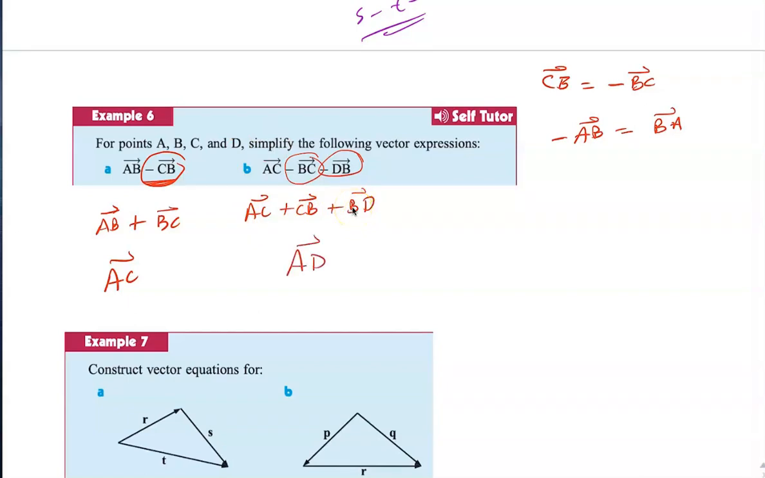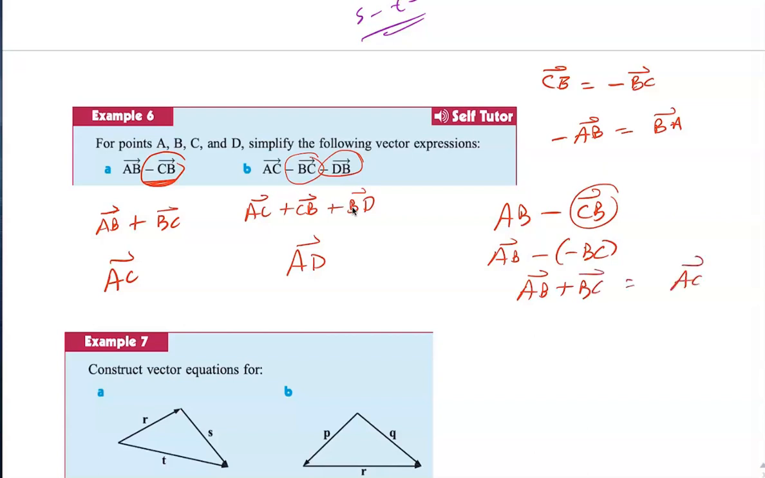Alright, so again, it does work both ways. If I give you AB, let's say minus CB, you can just rewrite this as negative BC, but there's a negative in front, so that becomes AB plus BC. So it works either way. You can do it like that, or you could just see a negative and switch it to a positive.